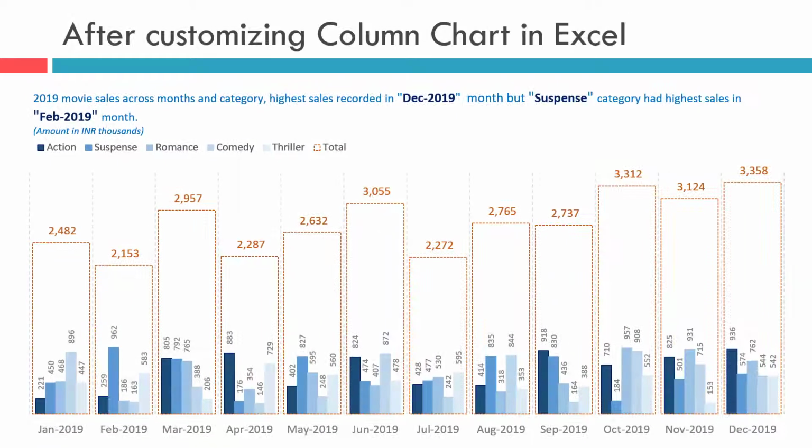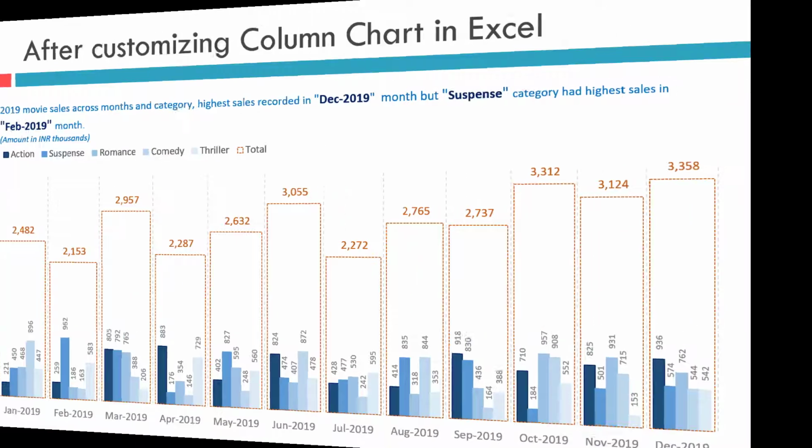So here on screen, you can see that the bigger dashed column represents the total sales made during a given month. And inside that column, we have small columns representing sales made by movies from individual categories. So let us get started and see how we can create this chart inside Excel.